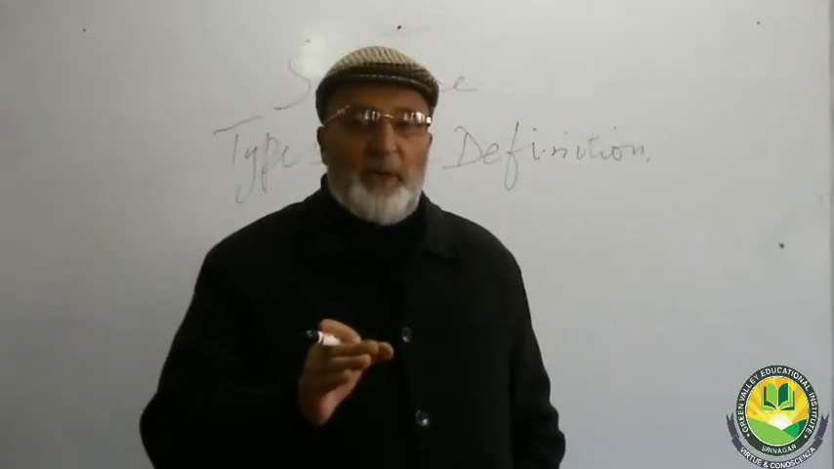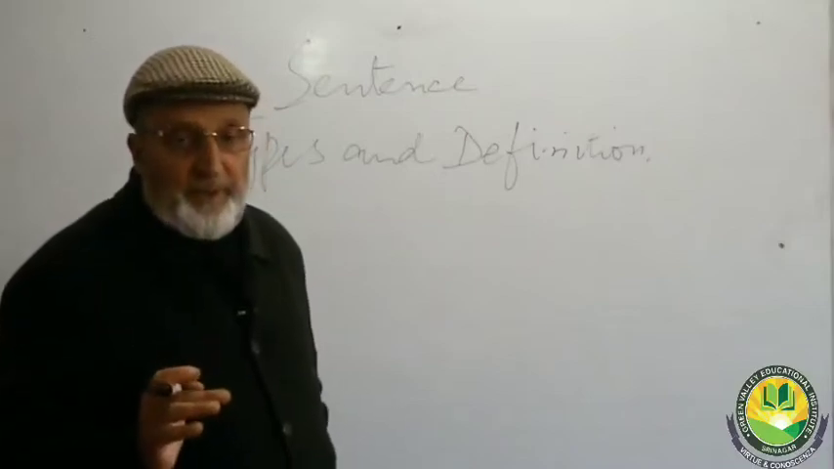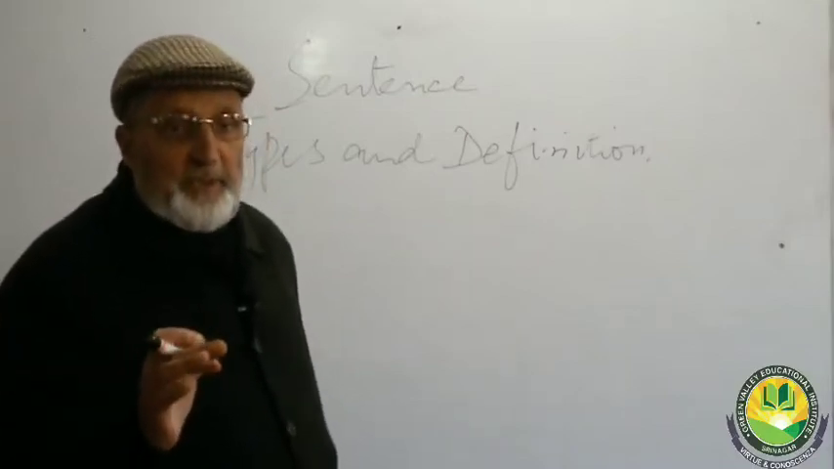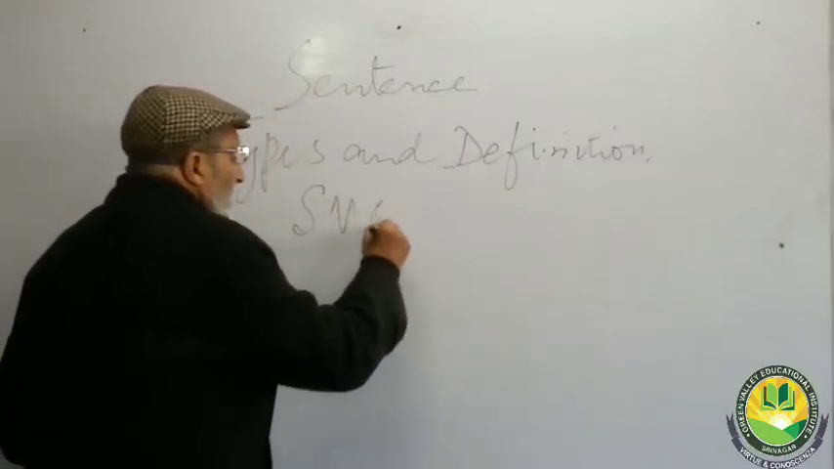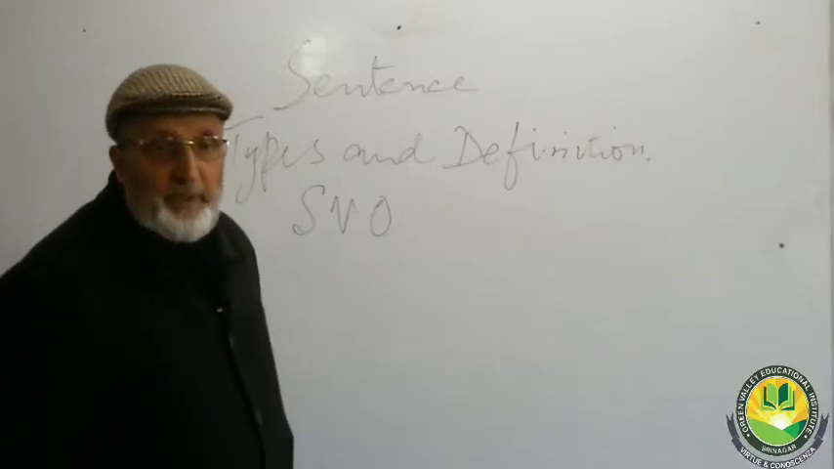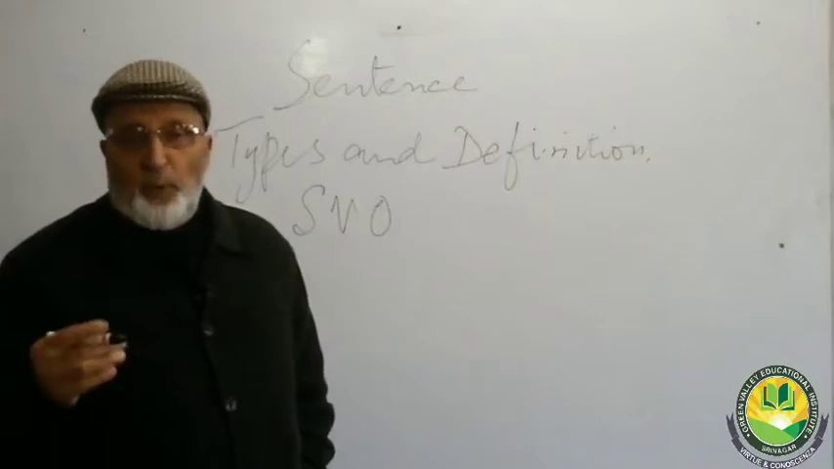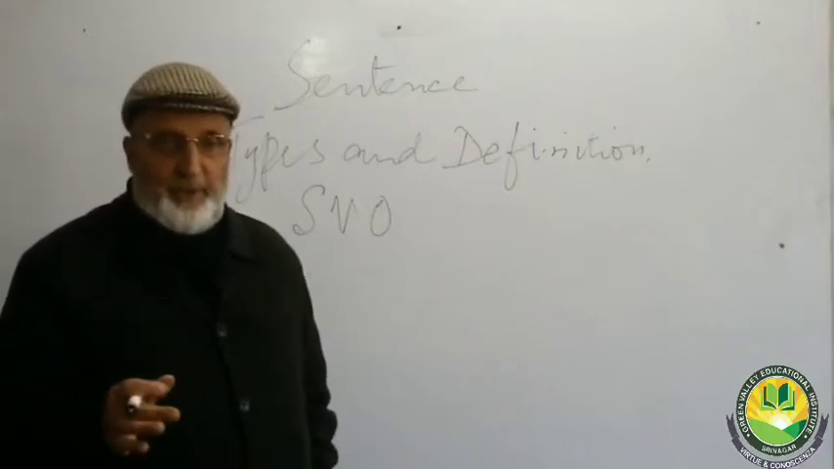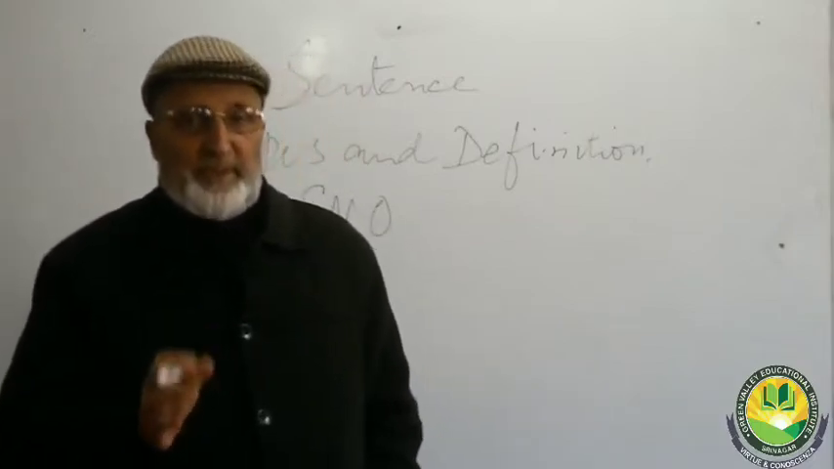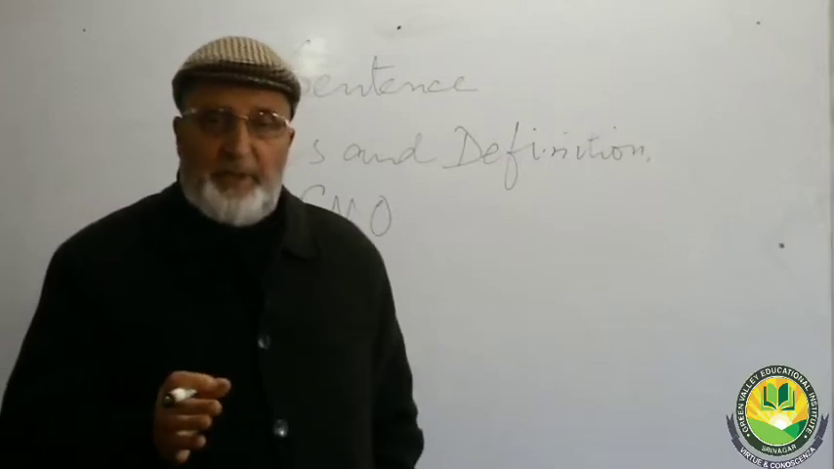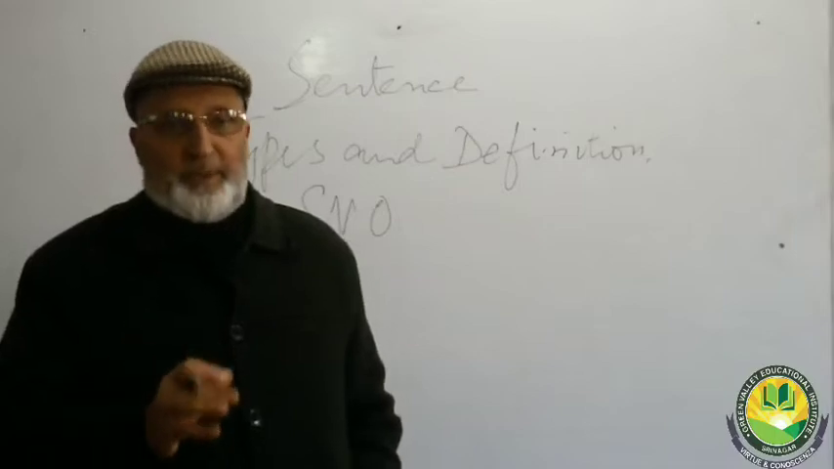Let's first study what this arrangement is. So far as English language is concerned, the order of arranging the words of a sentence is SVO, where S stands for subject, V stands for verb, and O stands for object. So, three elements or constituents of a sentence are its subject, its verb, and its object. We must have all the three together.